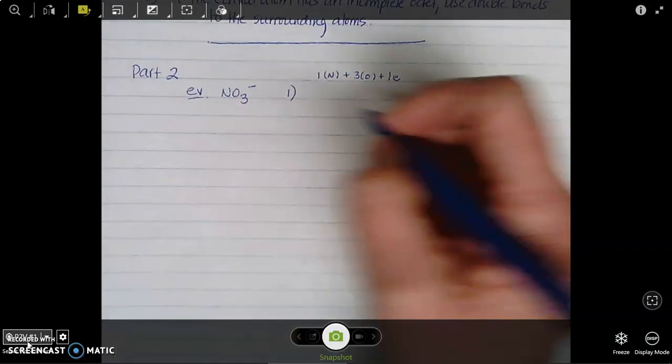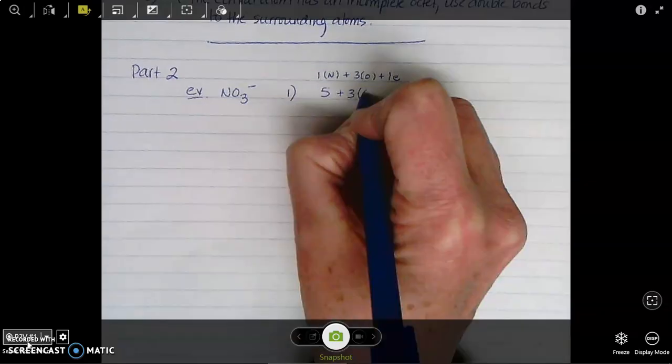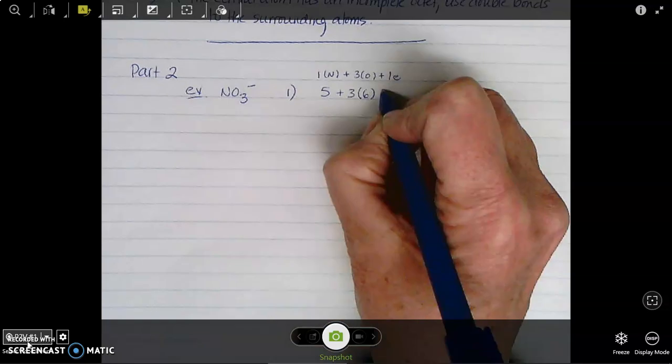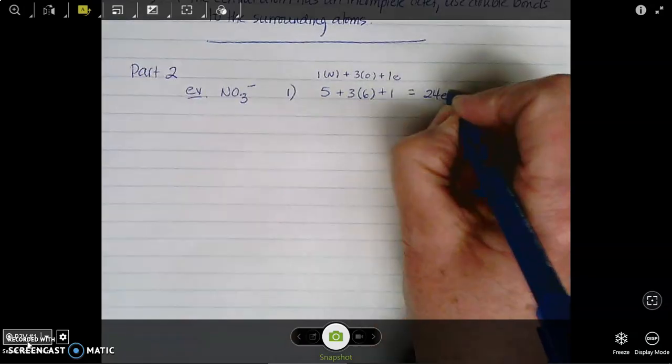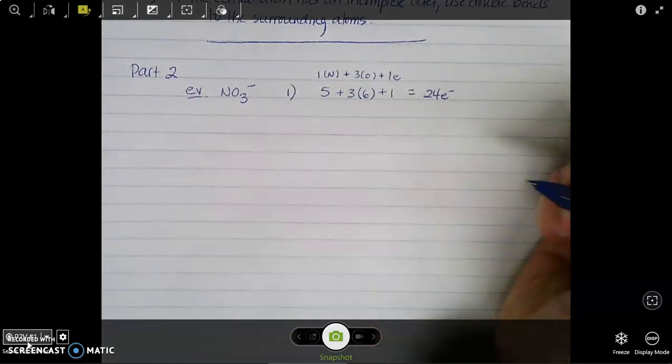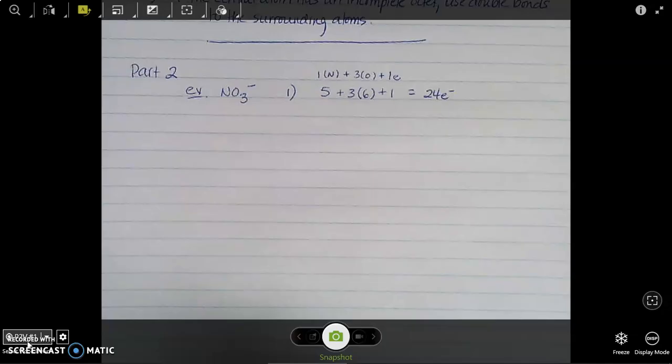Okay, so our nitrogen has 5 valence electrons. We have 3 oxygens, and each oxygen has 6 valence electrons, and then we add 1 for the negative charge on the nitrate ion. That's going to give us a total of 24 electrons. So now we know what we want to do. And sometimes the way I like to think about this is that we gather all the valence electrons and we throw them into a bowl. We place our atoms on a diagram, and then we dish out the electrons back again.